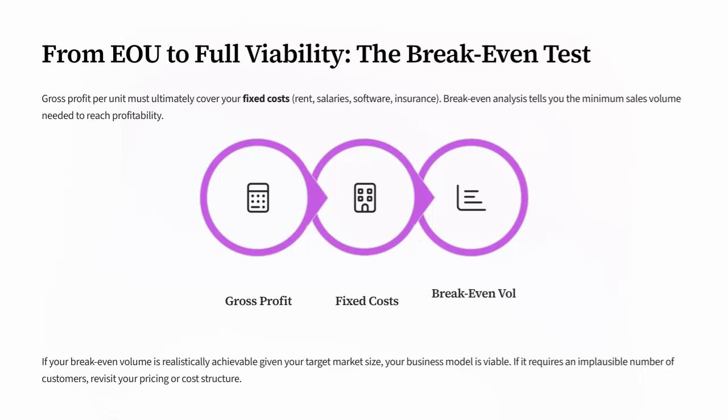This slide connects the economics of each unit to the overall viability of the business. Gross profit per unit must eventually cover fixed costs, including rent, salaries, software, and insurance. The break-even volume is the minimum number of sales required to become profitable. The key test is whether that volume is realistic for the target market. If it would require an implausibly large customer base, the model needs another look, most likely through pricing or a more efficient cost structure. That's how we move from EOU to full viability.